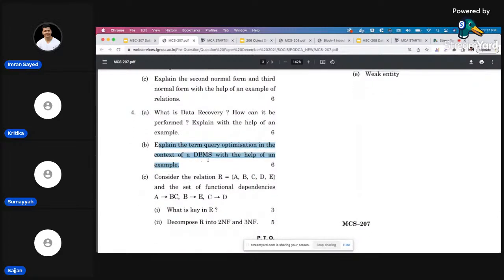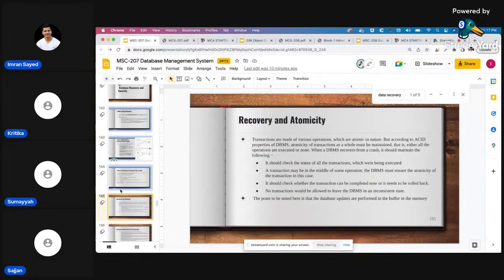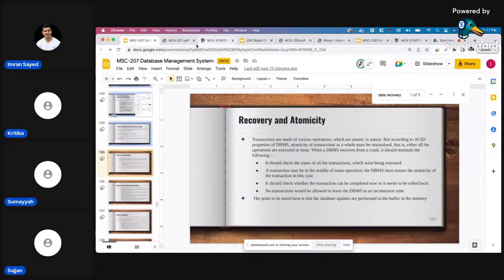Query optimization in the context of a database management system, with the help of an example. Query optimization.